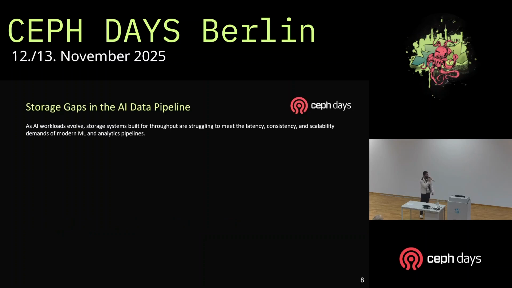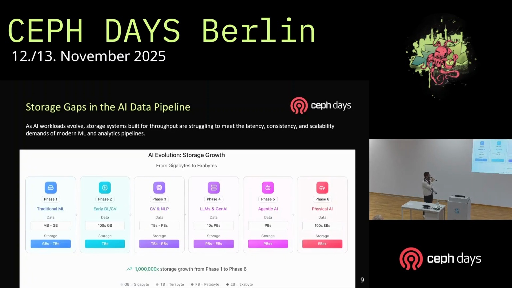So let's start with the storage gaps. As AI workloads keep evolving, the storage requirements also need to be updated accordingly. This is a basic evolution of storage growth. In a very early phase, we had traditional ML, where the data is very small, using random forest or regression algorithms. So the data did not need to be much higher, you could have a GB of data. But now we have LLMs, which use petabytes of data.